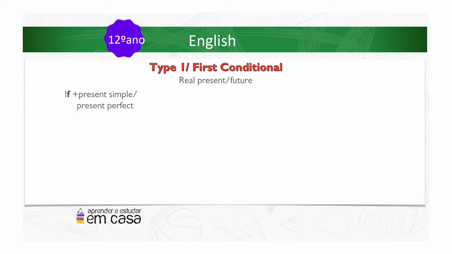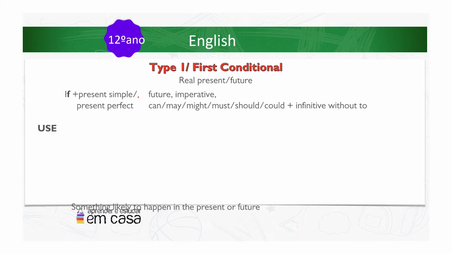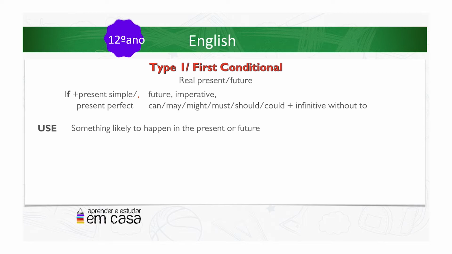So let's see type 1. Type 1 is also called real conditional. Okay? And what's the form? Yes, if plus present, comma, present. We can also use modal verbs in the result clause. So it's for something that will likely happen. Okay?